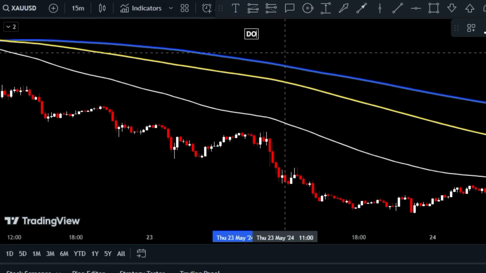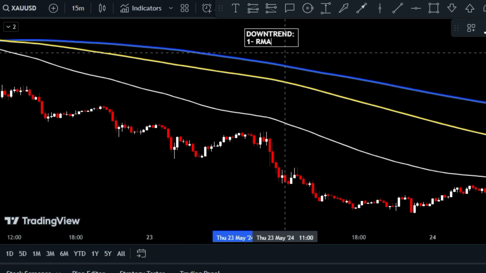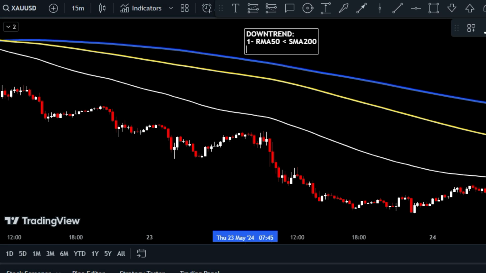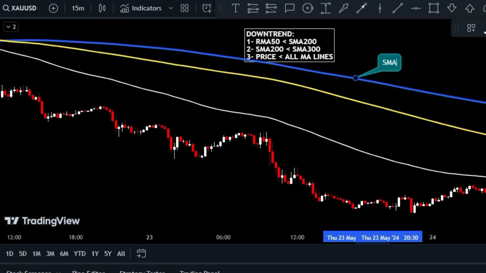When spotting a downtrend, you'll want to look for a specific order in the moving averages, similar to how we checked for the upward trend. Keep an eye out for the 50 period RMA sitting below the 200 period SMA. Then the 200 period SMA should be hanging out below the 300 period SMA. Finally, check the price is below all three moving averages. With this setup, you'll know the market trend is heading south.